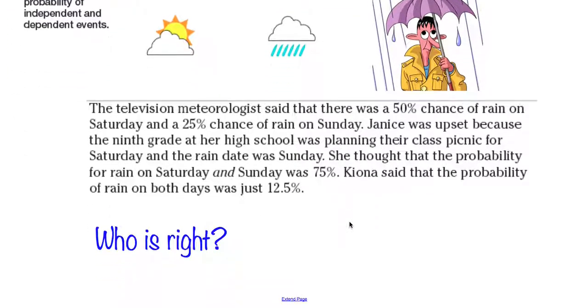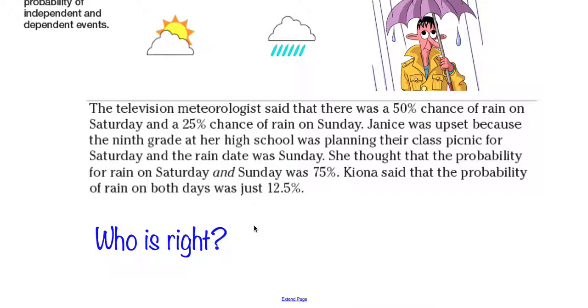The television meteorologist said that there was a 50% chance of rain on Saturday and a 25% chance of rain on Sunday. Janice was upset because the ninth grade at her high school was planning their class picnic for Saturday and the rain date was Sunday. She thought that the probability for rain on Saturday and Sunday was 75%. Kiona, on the other hand, said that the probability of rain on both days was just 12.5%.